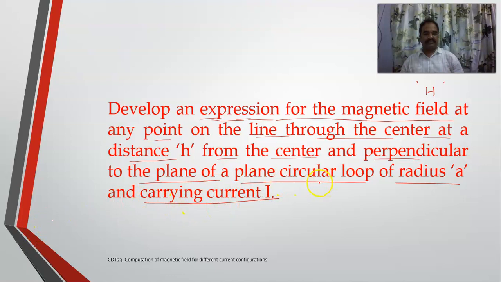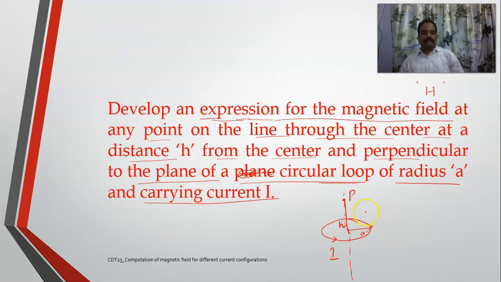Which means that there is a circular loop. We will take up this one. This is a circular loop of radius a, and it is carrying a current of I. And it says the magnetic field at any point on the line through the center and perpendicular to the plane. Which means that there is a line which is passing through the center of this one, at a height h.